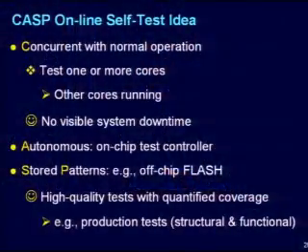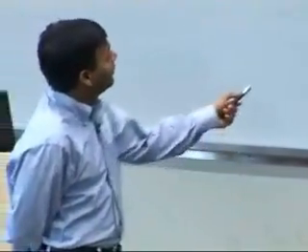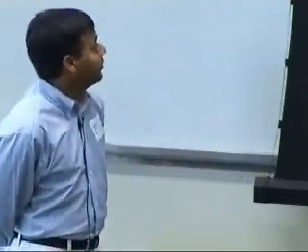So what do you do? Well, you do something very simple and stupid, and that's what we call CASP. CASP stands for Concurrent, Autonomous, Stored Patterns. It's very simple. Concurrent, why? Because if you have multi-core systems, you can test one or more cores while the rest of the cores are doing their job, which means no visible system-level downtime. Autonomous, because there will be an on-chip test controller, and that's almost the only thing that you have to implement to be able to do something like this. So no one has to use a tester or do this manually.